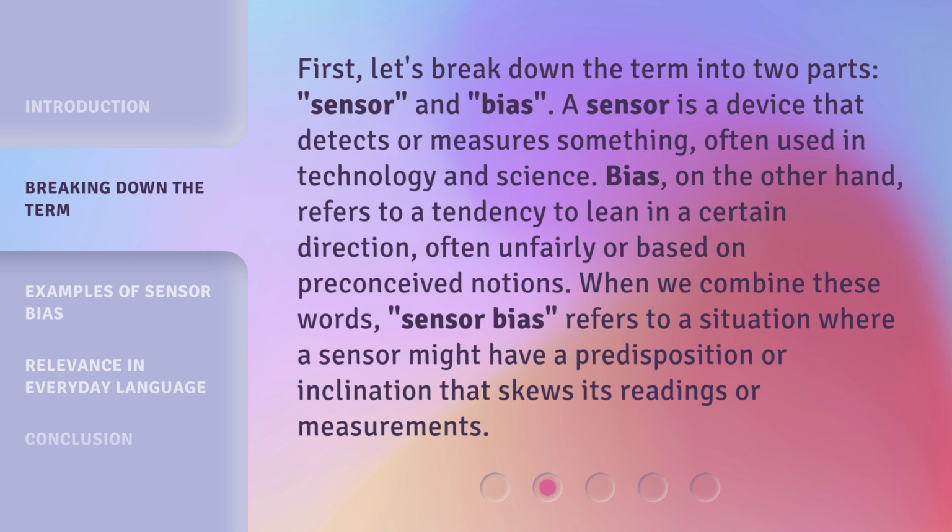First, let's break down the term into two parts, sensor and bias. A sensor is a device that detects or measures something, often used in technology and science. Bias, on the other hand, refers to a tendency to lean in a certain direction, often unfairly or based on preconceived notions. When we combine these words, sensor bias refers to a situation where a sensor might have a predisposition or inclination that skews its readings or measurements.